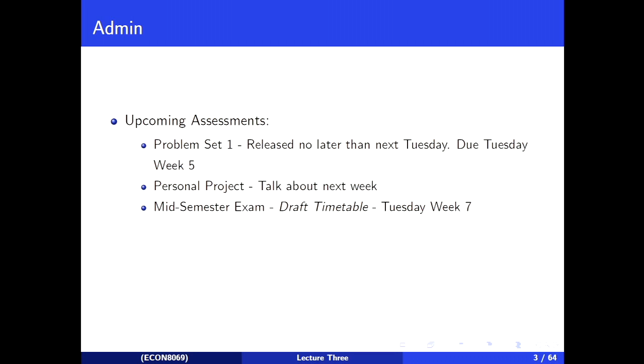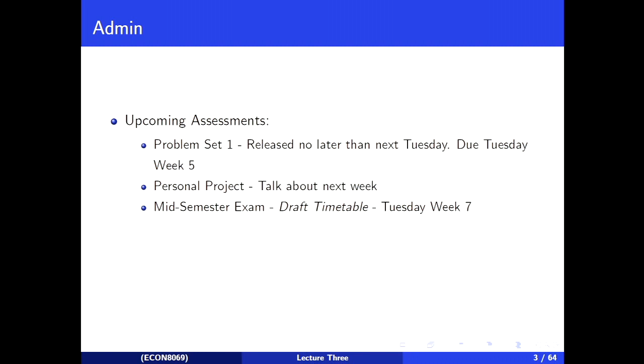Just as a quick note, the personal project is due in week 10 or 11, I have to double check. I'll talk more about that next week. The mid-semester exam: the draft timetable has been released, and I want to really emphasize that it is a draft. On that draft timetable, the mid-semester exam is on Tuesday of week 7. This is just to let you know in advance. It is subject to change. It doesn't normally change, but it can change.